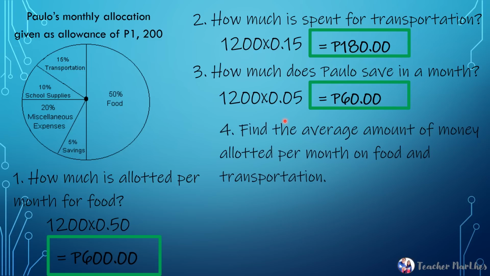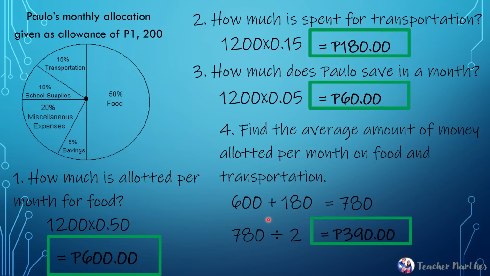Question number 4. Find the average amount of money allotted per month on food and transportation. So, kanina, na-compute na natin yung food at saka yung transportation. So, kukunin na lang natin yung average. So, we have 600 plus 180 is equal to 780. Then, divide natin ng 2 kasi dalawa ito. So, 780 divide by 2. So, the answer is 390 pesos. So, that is the average amount of money allotted per month on food and transportation.